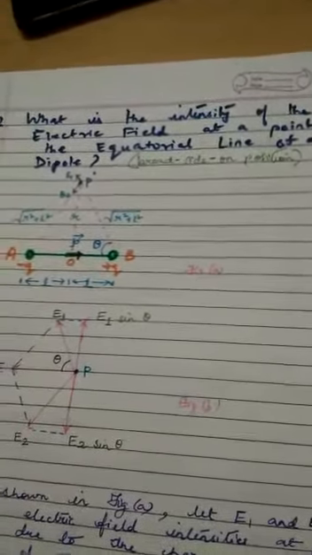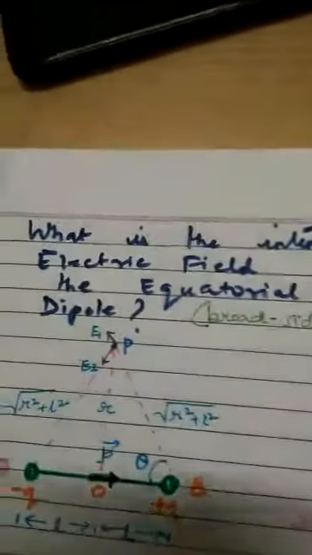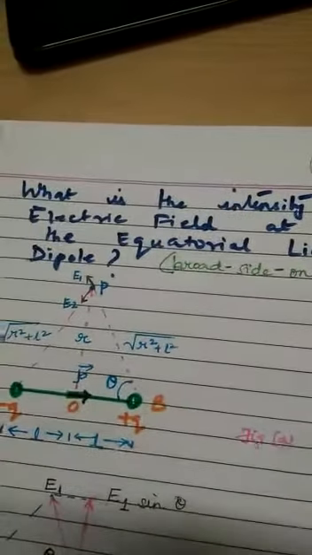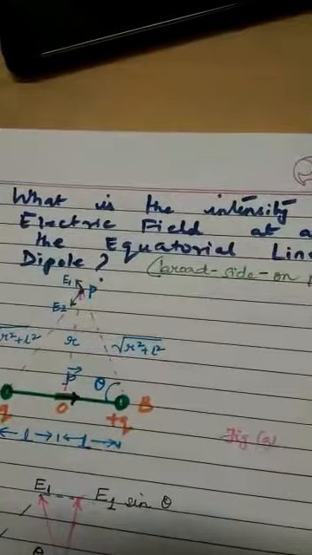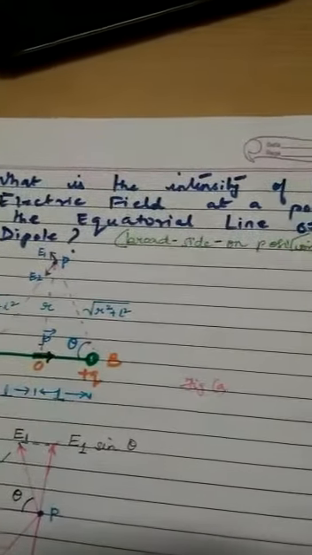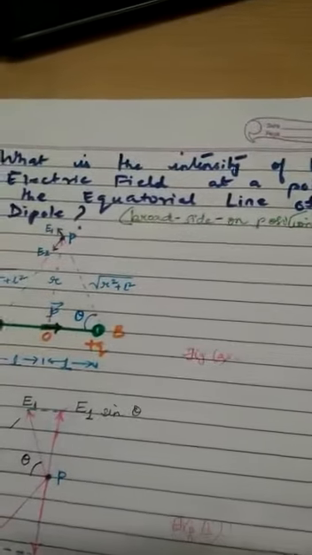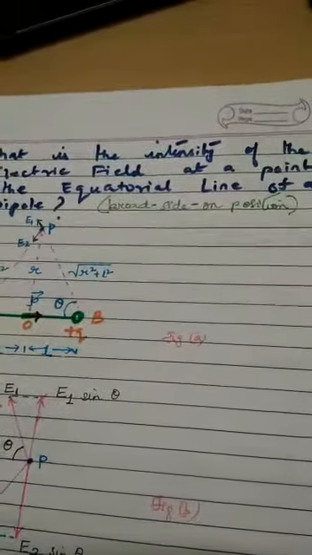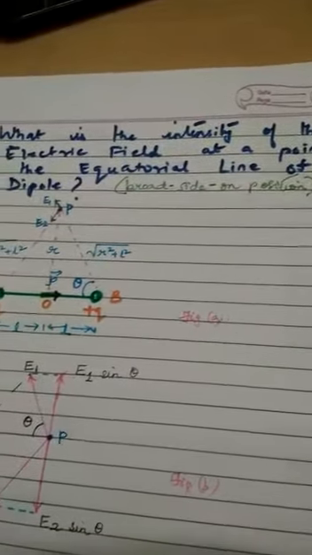So today we go to this question, which is very important from the examination point of view. If you see the previous year's question papers, this is a very favorite question of the examiners. What is the intensity of the electric field at a point on the equatorial line of a dipole? Equatorial line, it's also known as the broadside on position.